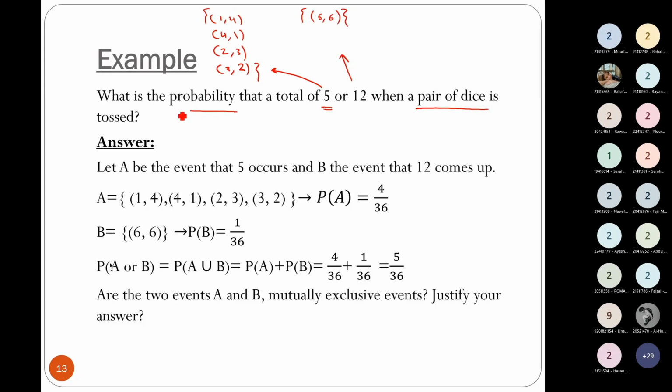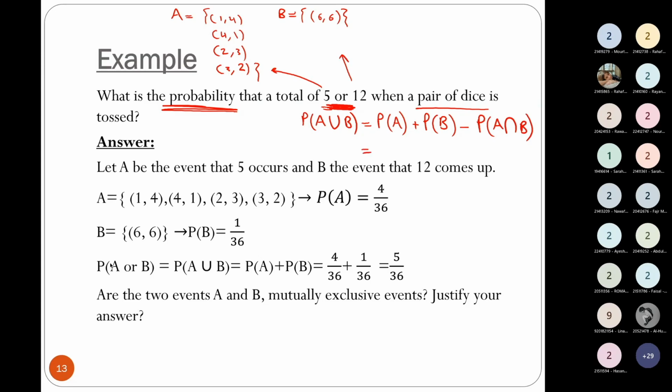We need the probability of what? The total of 5 or 12. What's the meaning of or? Or means if we have this, for example, A, and this is the event B, this equals A or, meaning union, B. Okay? This equals what? Probability of A plus probability of B minus probability of A intersection B.